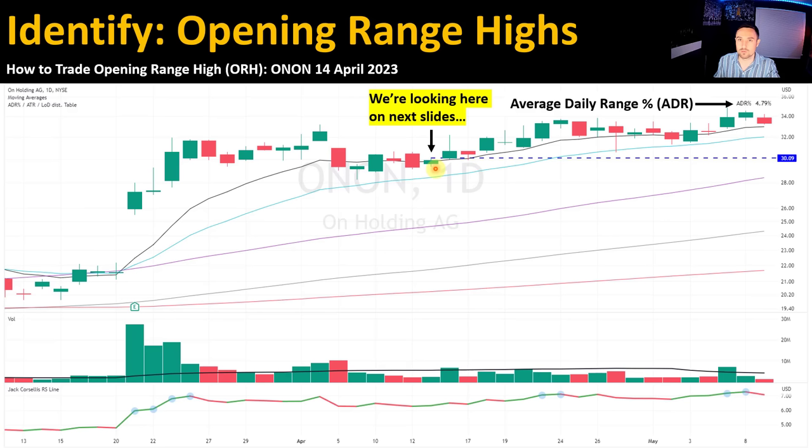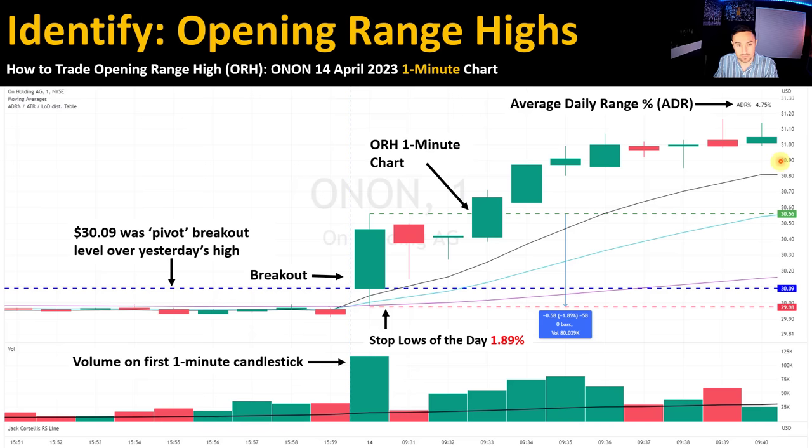So the high of this trigger bar, an inside bar, tight, in the base, sitting there at 30.09. As we go to the next slide, this blue level here, 30.09, was the pivot breakout, the high of the final candlestick. We are on the 1-minute chart, so this is the first 1-minute candlestick. Do you see how it breaks out above yesterday's high of 30.09? See how it breaks out.